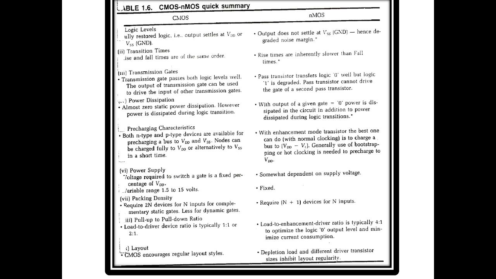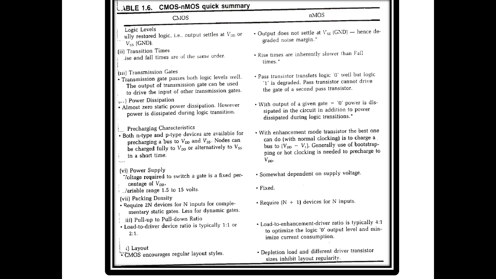Next, when coming to the pre-charging characteristics, both N-type and P-type devices are available for pre-charging a bus to VDD and VSS. Nodes can be fully charged to VDD or alternatively to VSS in a short time, but here it takes more time. Next, coming to the power supply, voltage required to switch a gate is a fixed percentage of VDD, but here it is somewhat dependent on supply voltage. Next, coming to the packing density, it requires 2N devices for N number of inputs for complementary static gates, less for dynamic gates. But here it requires N plus 1 devices for N inputs.